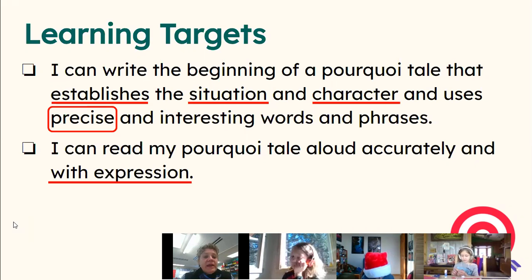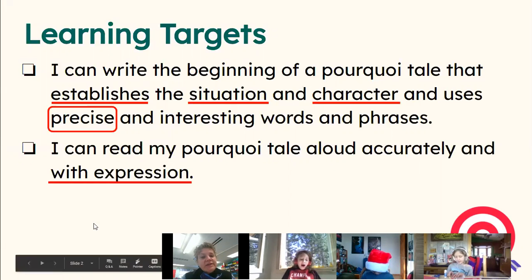When we say precise, we mean if I say a general word that's kind of boring, like green, my friend Gavin might have a totally different idea of what green looks like in his head than what I have in mine. So when we are describing things today, especially our characters, we want to make it as precise and as detailed as possible. We also want to use interesting words and phrases. We want to keep our readers wanting to listen to or read our story.